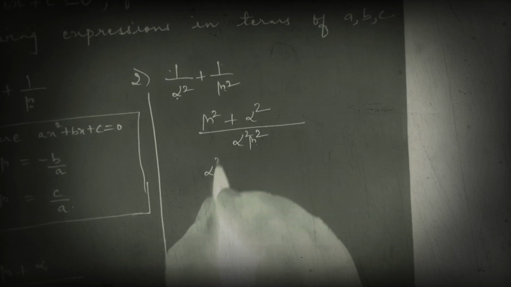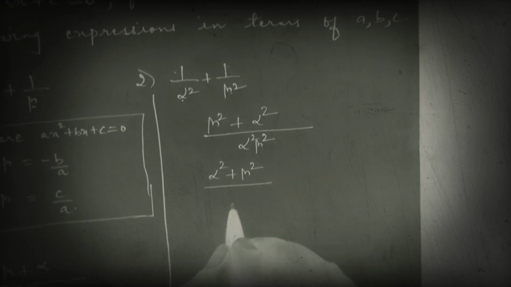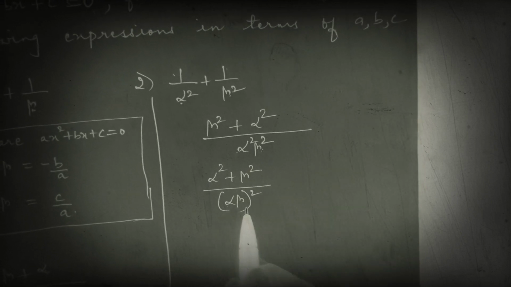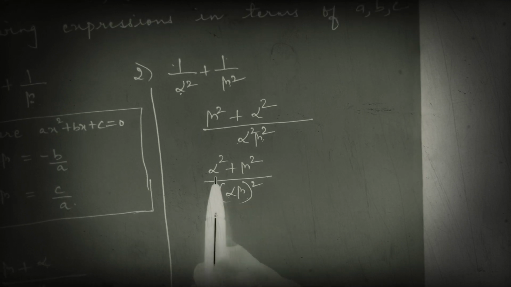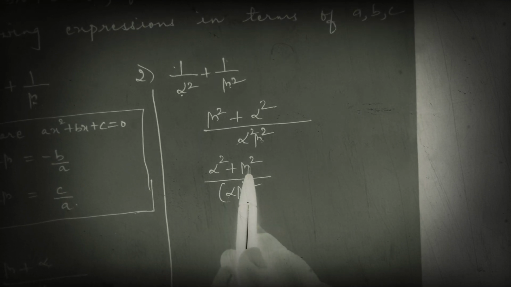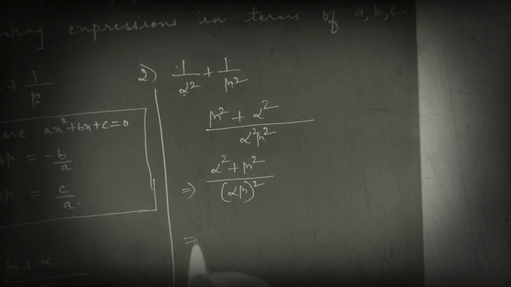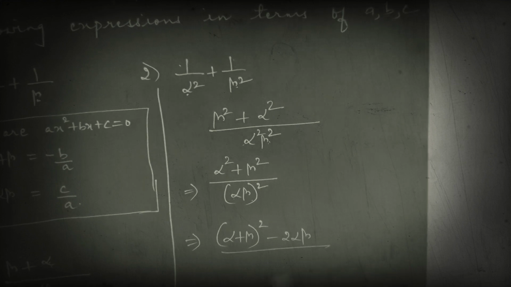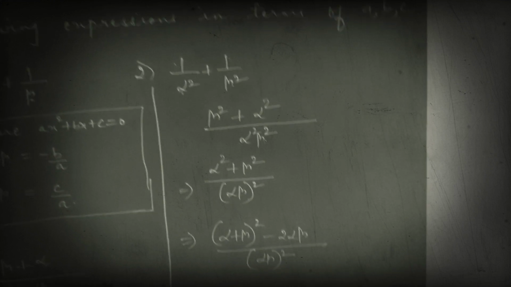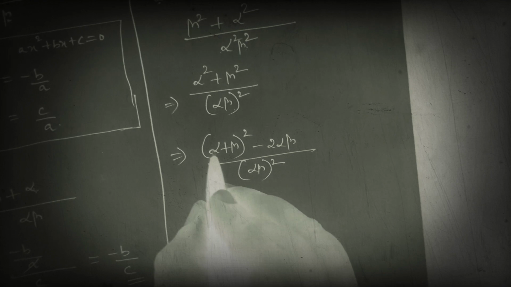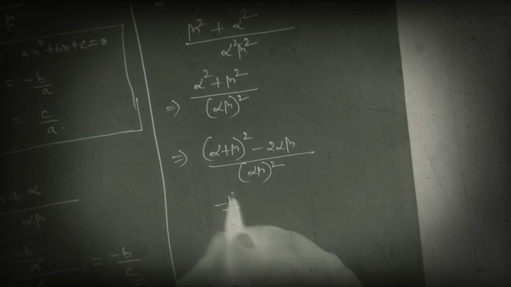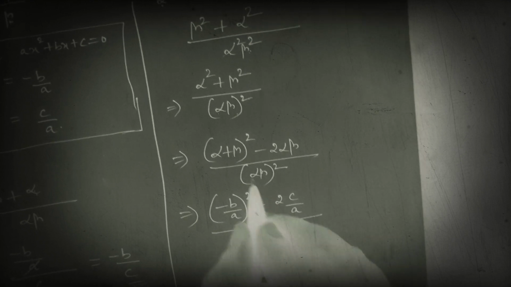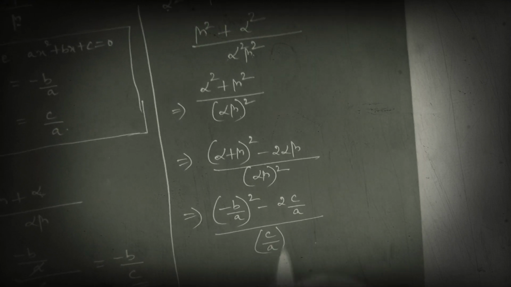So this is alpha square plus beta square by alpha beta whole square. Alpha square beta square we are writing as alpha beta whole square. Now we already discussed that alpha square plus beta square can be written as alpha plus beta whole square minus 2 alpha beta, by alpha beta whole square. So substituting the values, alpha plus beta is minus b by a whole square, minus 2 into c by a, and alpha into beta is c by a whole square.